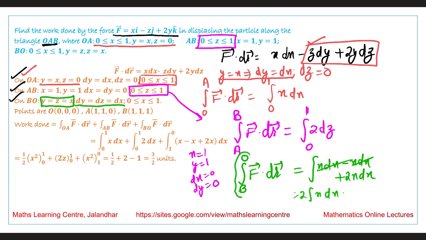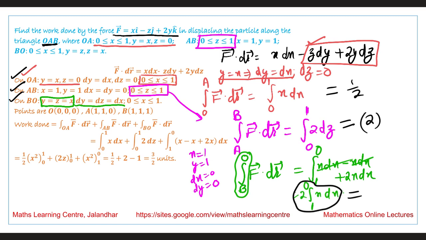Now the limits for this, it is moving from B to O. Corresponding to the point B, the value of x is 1 and at O it is 0. So the limit is 1 to 0. Now if we evaluate all these limits, the first answer we obtain is equal to 1 by 2. In this case the value is equal to 2, and in this case when you substitute the limit, it is x square by 2 and we are left with minus 1.